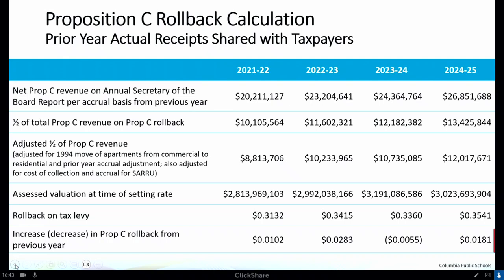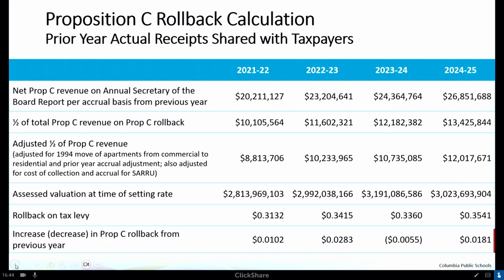We have the last few years had additional allocations and sales tax that have come in late in the year. And so we do expect that to happen again because the legislature had approved additional money that came in through sales taxes last year. And so then you have half of the total Prop C revenue on the rollback. And so half of that 26.85 million you see is the 13 million.